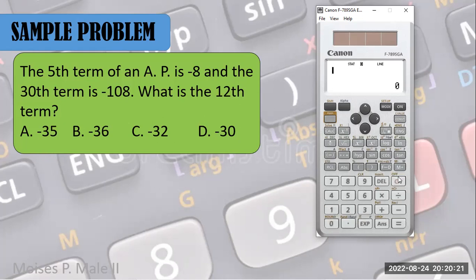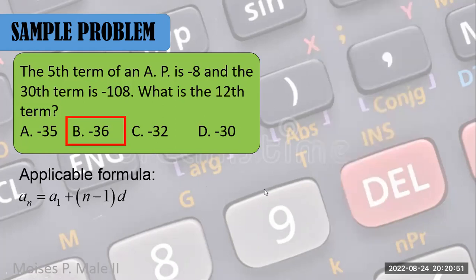Okay, then, you now have input, no? Tapos, we need to get the 12th term. Tapos, regression, so, hanapin natin yung y column. Okay, so, y hat. So, the answer is negative 36. Okay, so, dali lang, no? So, same thing dun sa Casio. Pareho lang. So, the correct answer is letter B.